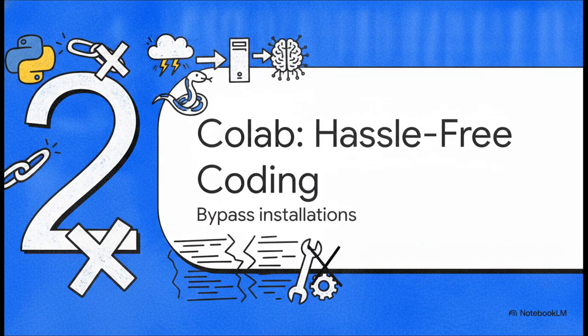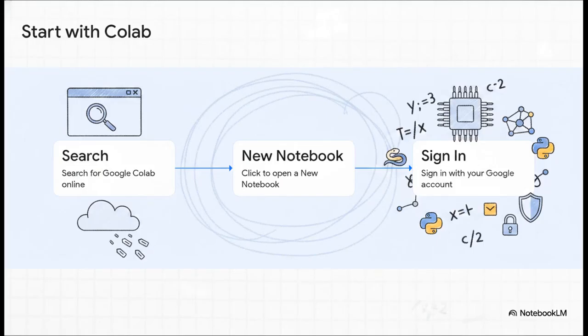Moving to part 2, Colab, hassle-free coding. This is all about bypassing the installation headache. Seriously, forget about heavy downloads. Forget about worrying if your laptop is fast enough. You just search for Google Colab in your browser, click New Notebook, and sign in with your Google account. That's it. Google is essentially lending you a super powerful computer over the internet, and you're instantly ready to code right in your browser.